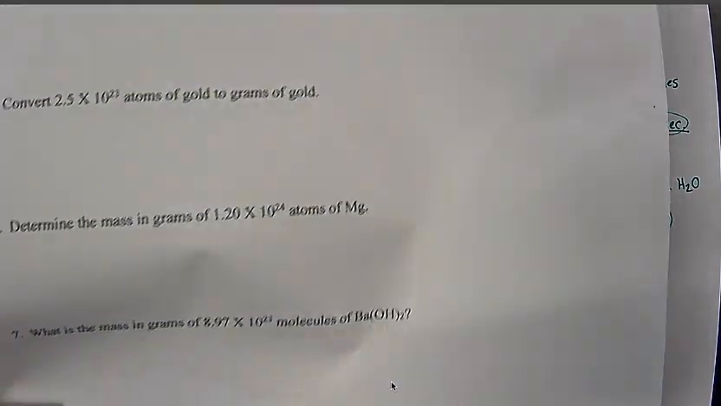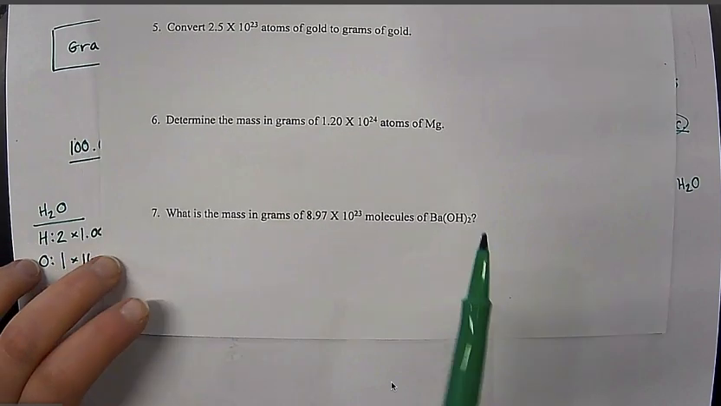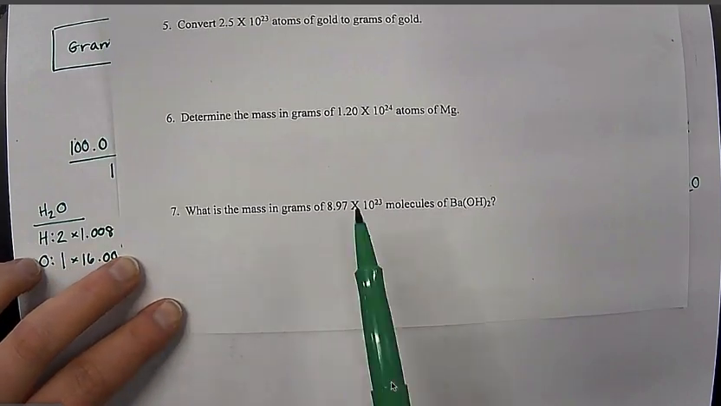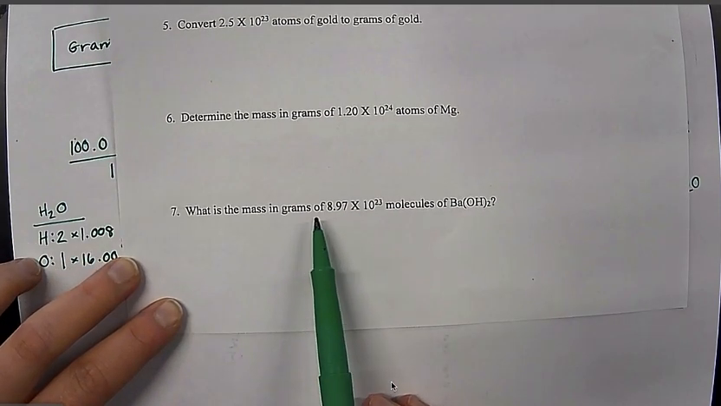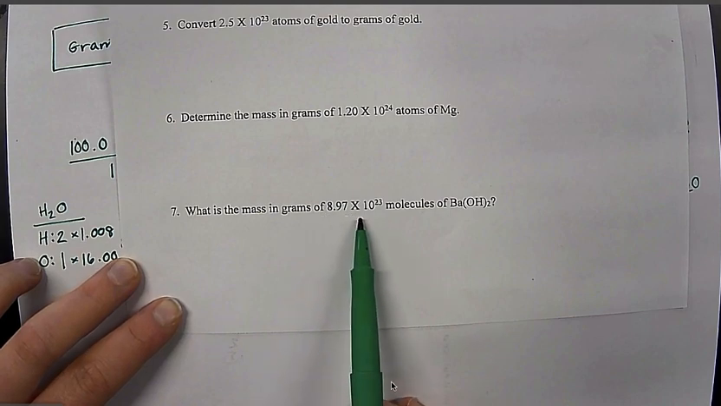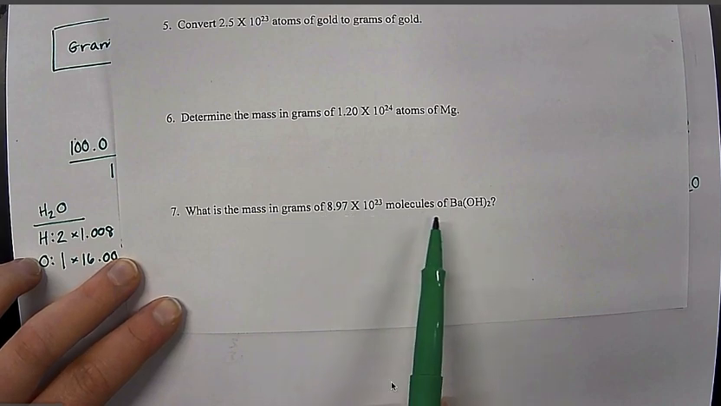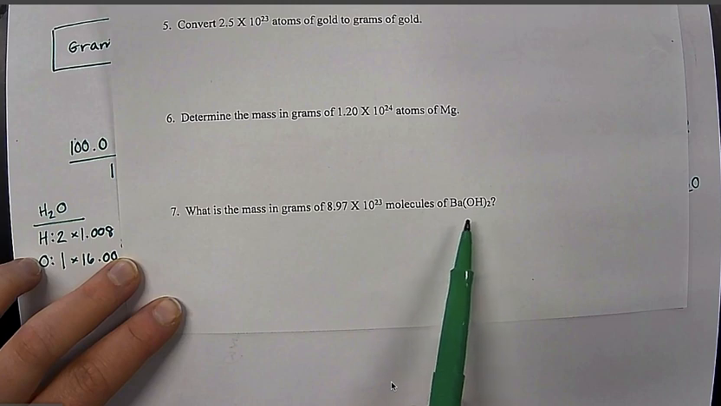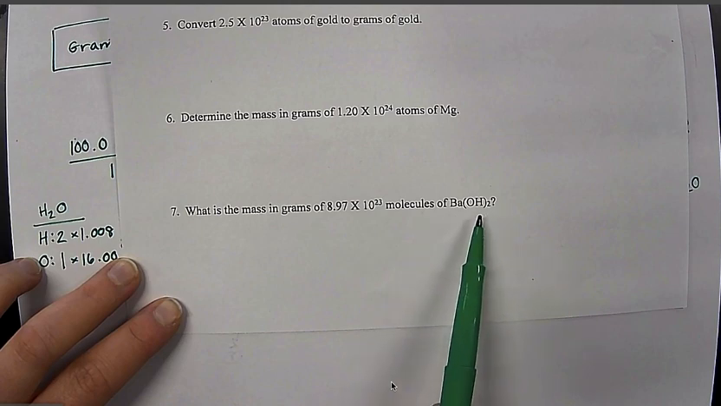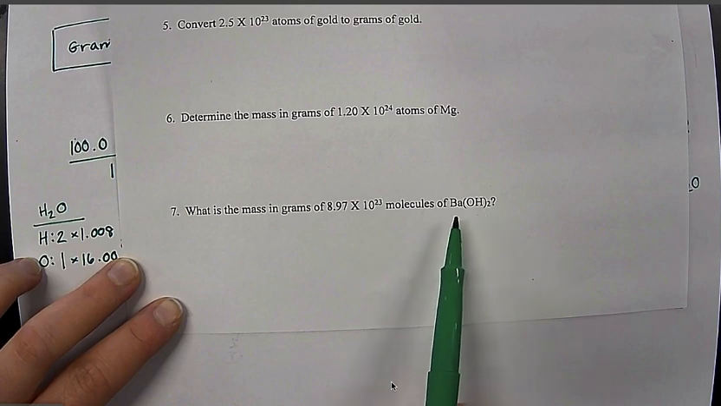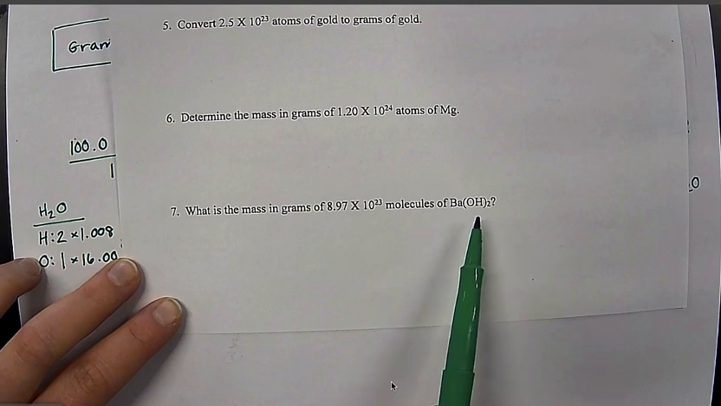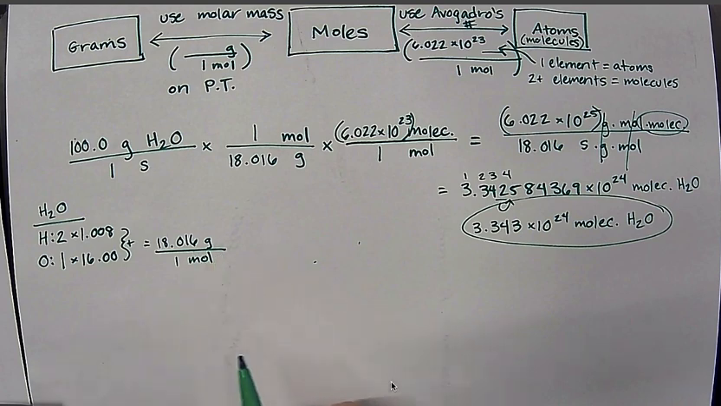So what we did in class was, from this homework, we worked problem number 7. What is the mass in grams of 8.97 times 10 to the 23rd molecules of, oh boy, there's some Unit 5 action right there, ionic compound, polyatomic ion, not a transition metal, barium hydroxide. So let's work that problem out here.